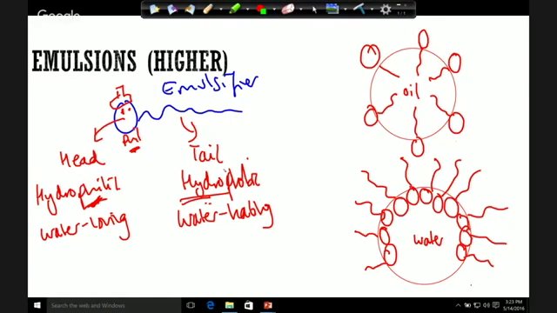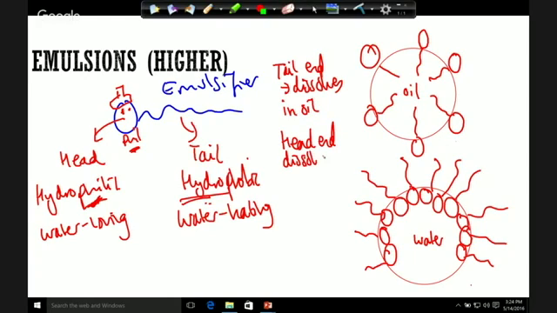So this comes up in the higher tier. It's just the idea that to allow the oil and water to mix, the tail end will dissolve in the oil, and the head end, or the hydrophilic end, dissolves in the water. So an extra bit of emulsions for the higher tier, and now I've just got a few questions on emulsions for you to have a go at.